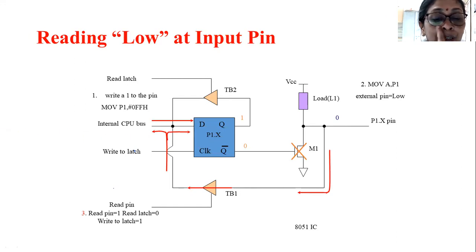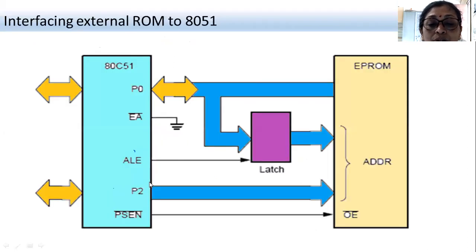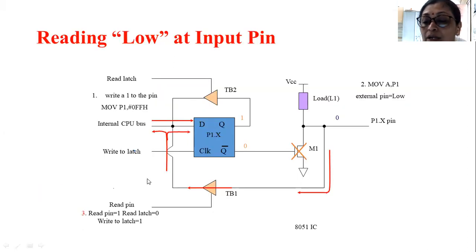Okay, so this is how the data is sent. Here you can observe again the same data is transmitted to the D input. So are you getting the point? How to read from, how to write to the port pins.